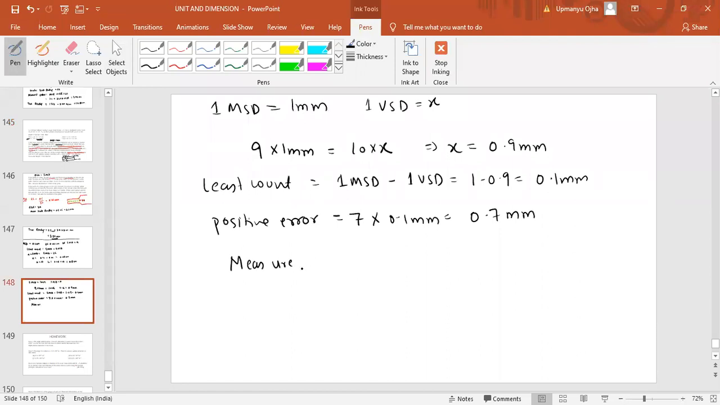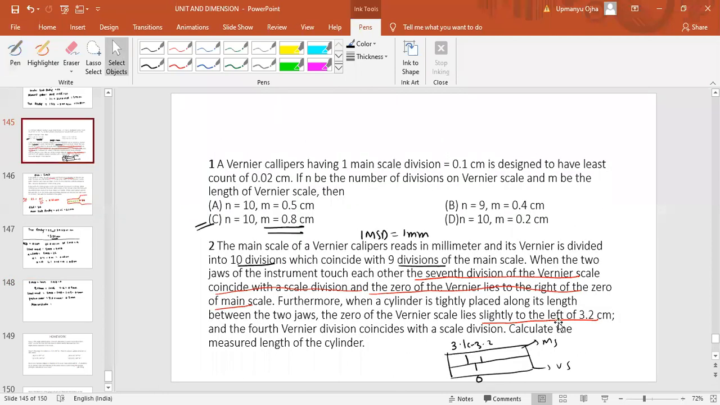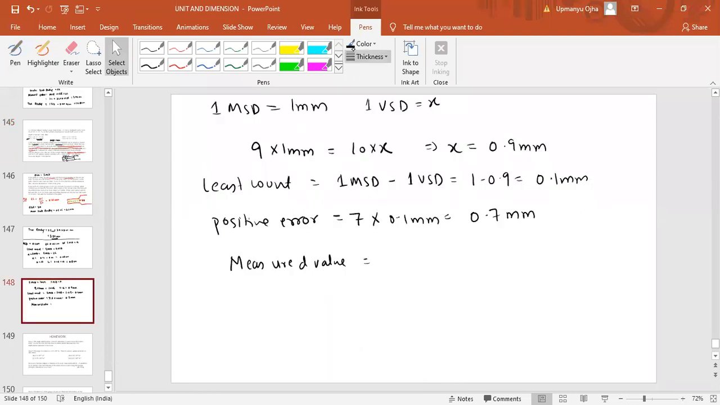So when you are measuring something, now we have to find the measured value. The measured value is the main scale reading. Now what is the main scale reading here? The main scale reading is 3.1 centimeter. It is in centimeter, we have to convert it into millimeters. So we can write this as 31 millimeters.